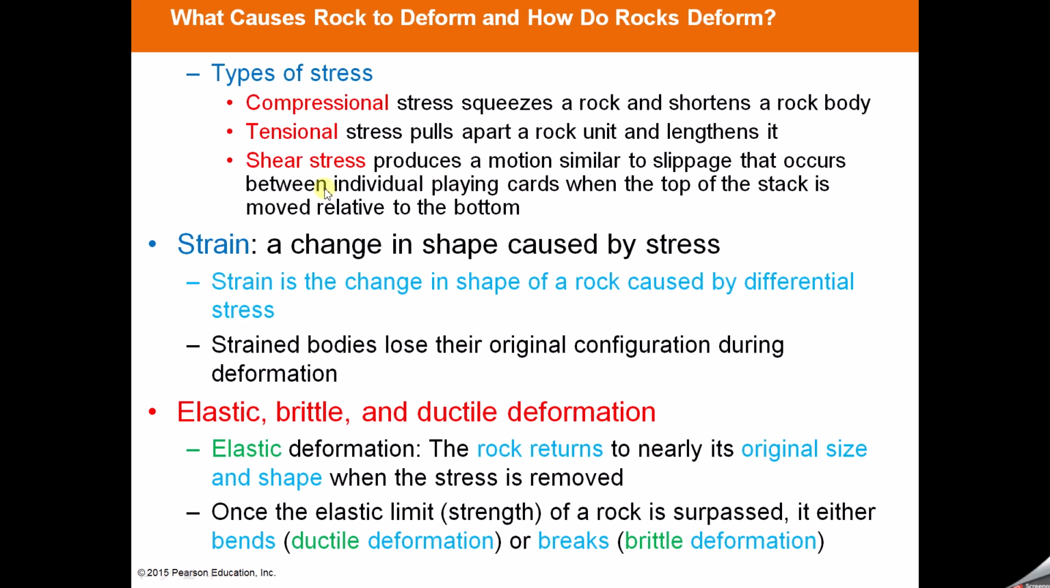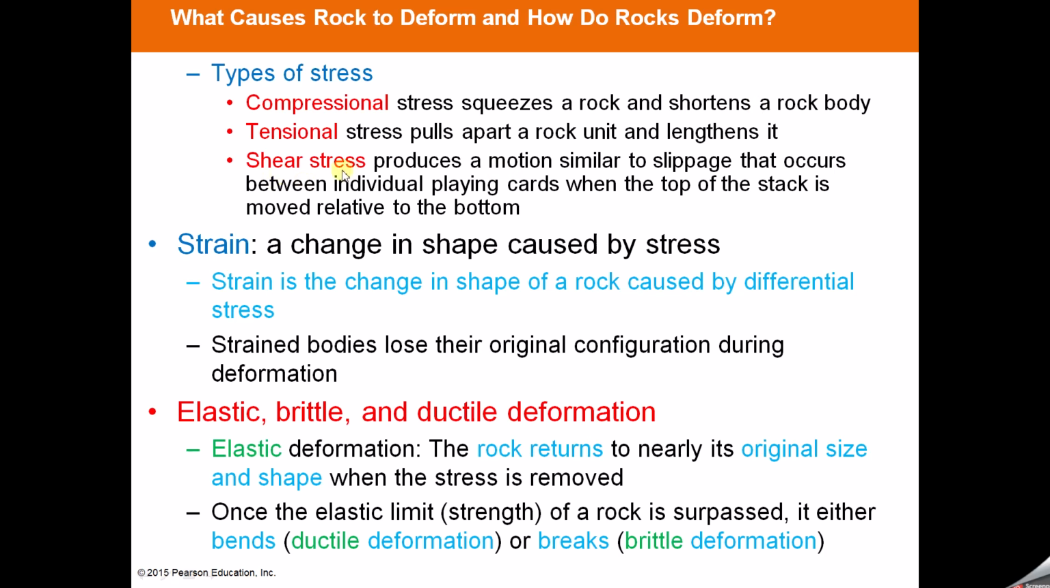Types of stress. As we said, we have three types: compressional, tensional, and shear. Compressional stress squeezes a rock and shortens a rock body. So what does it do? It squeezes the rock, compresses it, and shortens it. Tensional is the opposite of compressional. Tensional stress pulls apart a rock unit and lengthens it. So this is tensional causing lengthening, but compressional causing shortening.